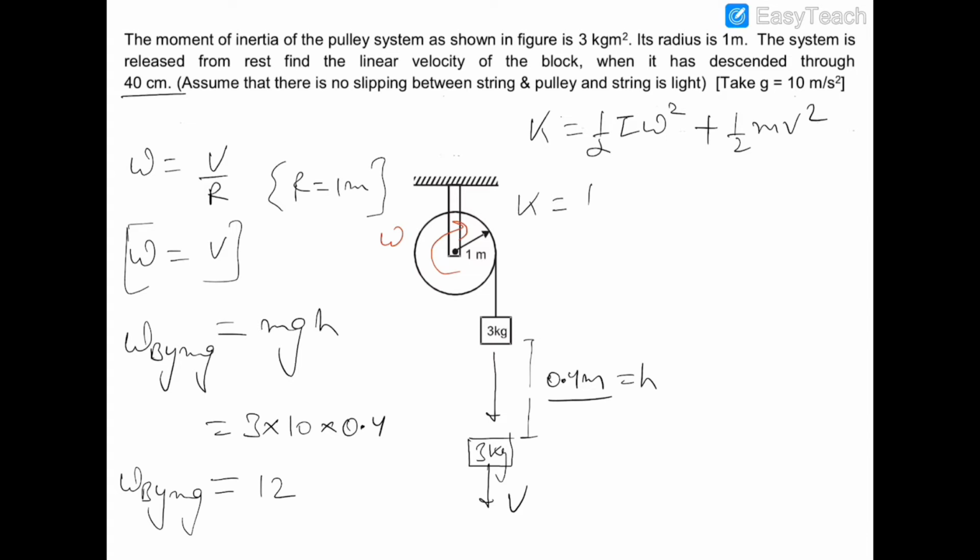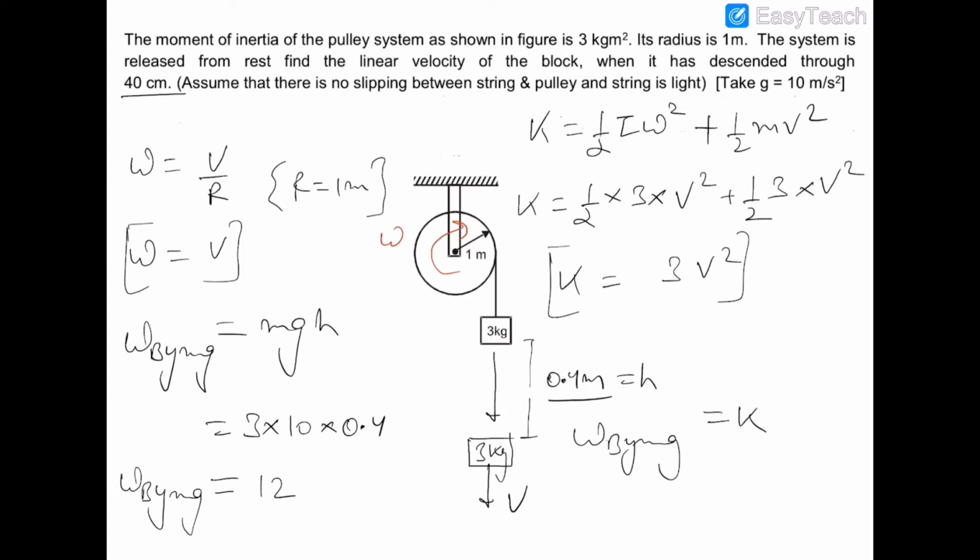So the kinetic energy is half I, I is given as 3, omega is v, so this is v square, plus half the mass of the block, which is 3, and this is also v square. So K will be equal to 3v square. You can see that. So this kinetic energy will be equal to the work done by mg, and therefore 12 is equal to 3v square and v is equal to 2 meters per second. So this is the final answer.